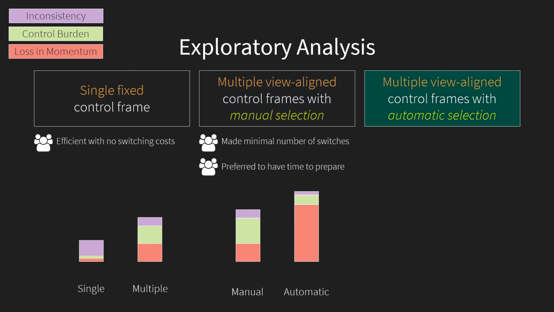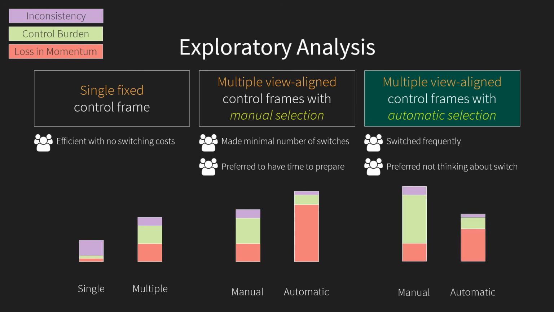Participants who favored automatic selection experienced a significant reduction in control burden. One group switched control frames very often and benefited from automation. Another group was engrossed in the manipulation task and preferred not having to think about the control frame switch. Both these groups experienced lower control burden due to automatic selection.